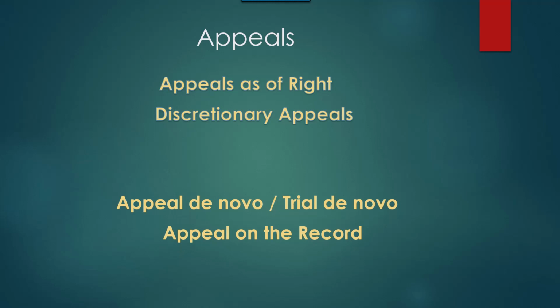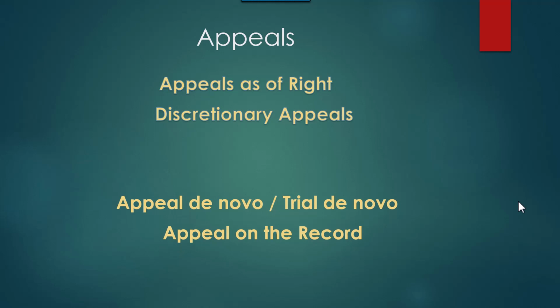Sometimes, however, a court is not required to take your case. That's called a discretionary appeal, and it's not your discretion. The court may decide not to hear your appeal. Typically, this would be the highest court and you've already had one appeal to the intermediate appellate court. Sometimes when you appeal, you get to present your case all over again to a different judge.